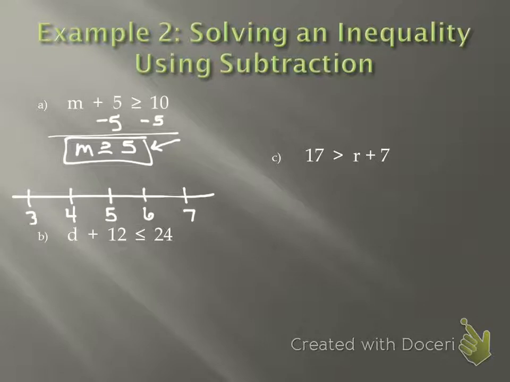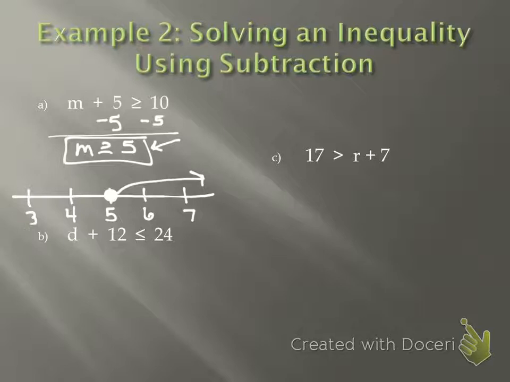All right, now I need to decide, is it an open, Isaiah, is it an open or a closed dot? Closed. It's a closed dot. And is my arrow going left or right? Left. Whoa. M is greater than or equal to 5. Right. It's greater than. Okay, I've got to draw my arrow to the numbers that are greater than 5.